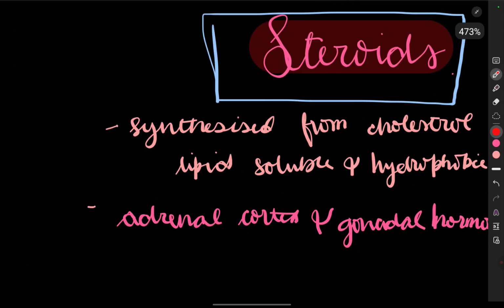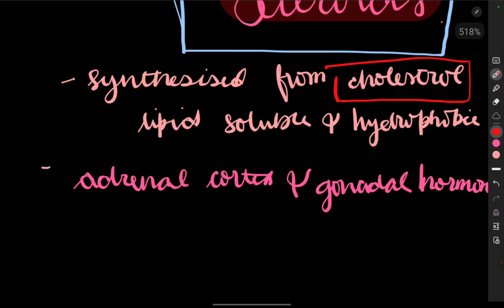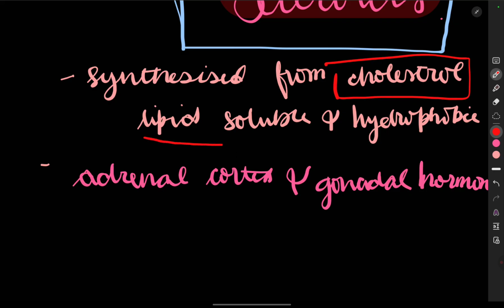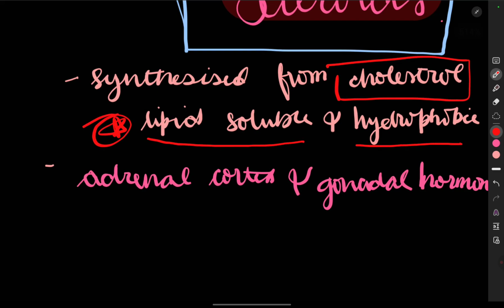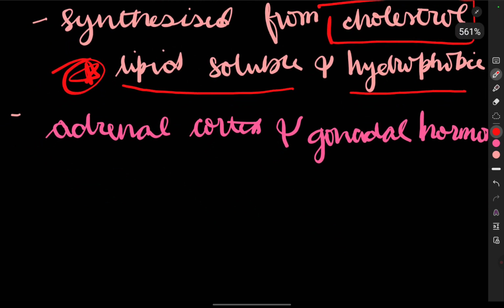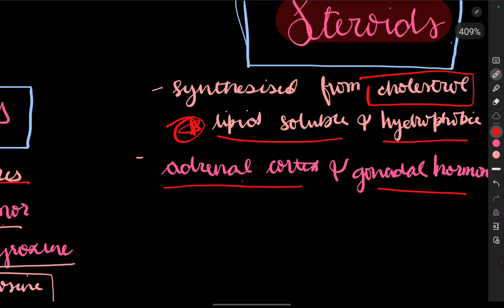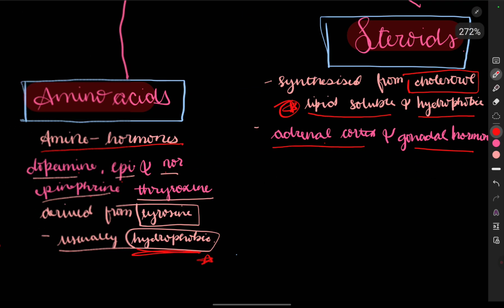Now for the last one, we have the steroids. Just remember that steroids are derived from cholesterol. They are synthesized from cholesterol, and they are lipid soluble. If something is lipid soluble, it must be hydrophobic, and if something is hydrophobic, it has to be lipid soluble. So remember this important point. Examples for these are the adrenal cortex and the gonad hormones. The adrenal cortex and gonad hormones are steroids, synthesized from cholesterol, lipid soluble, and hydrophobic.